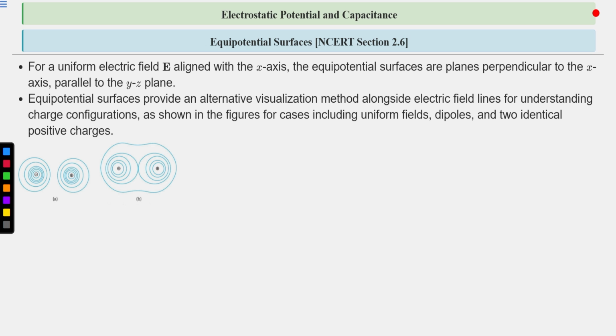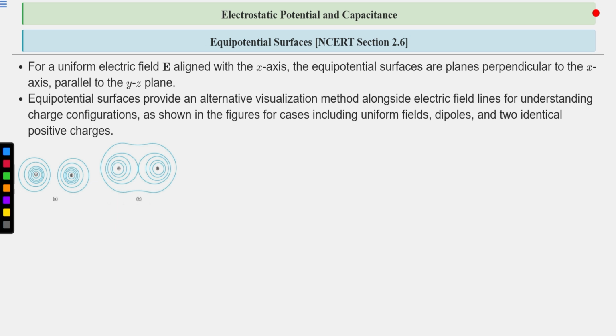Electric field lines will originate from this positive charge and end at this negative charge. You know how to draw the electric field lines for a dipole. Now, you have to draw a surface around these two charges which is always perpendicular to the electric field lines. Then you will result in these types of surfaces. These are not circular, these are not spherical, these are elliptical.